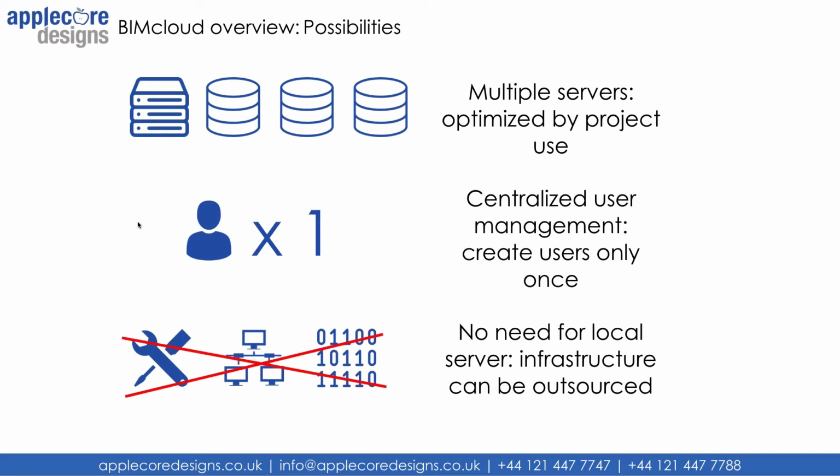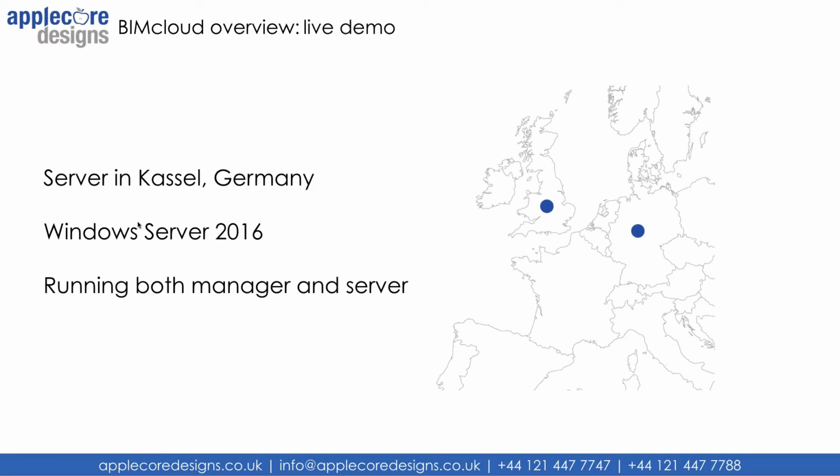This also means that you don't need to have a local server anymore in your office, because your infrastructure can actually be outsourced, so you don't need to sit right next to your BIM server in order to work together. Now we've set up one of these BIMclouds, and this is what we're about to show you. So our server is actually in Kassel, which is in Germany. This is a Windows server. It runs Windows Server 2016, but this is also available for Mac infrastructure, should that be required. And this server is running both the manager and the server at the same time.